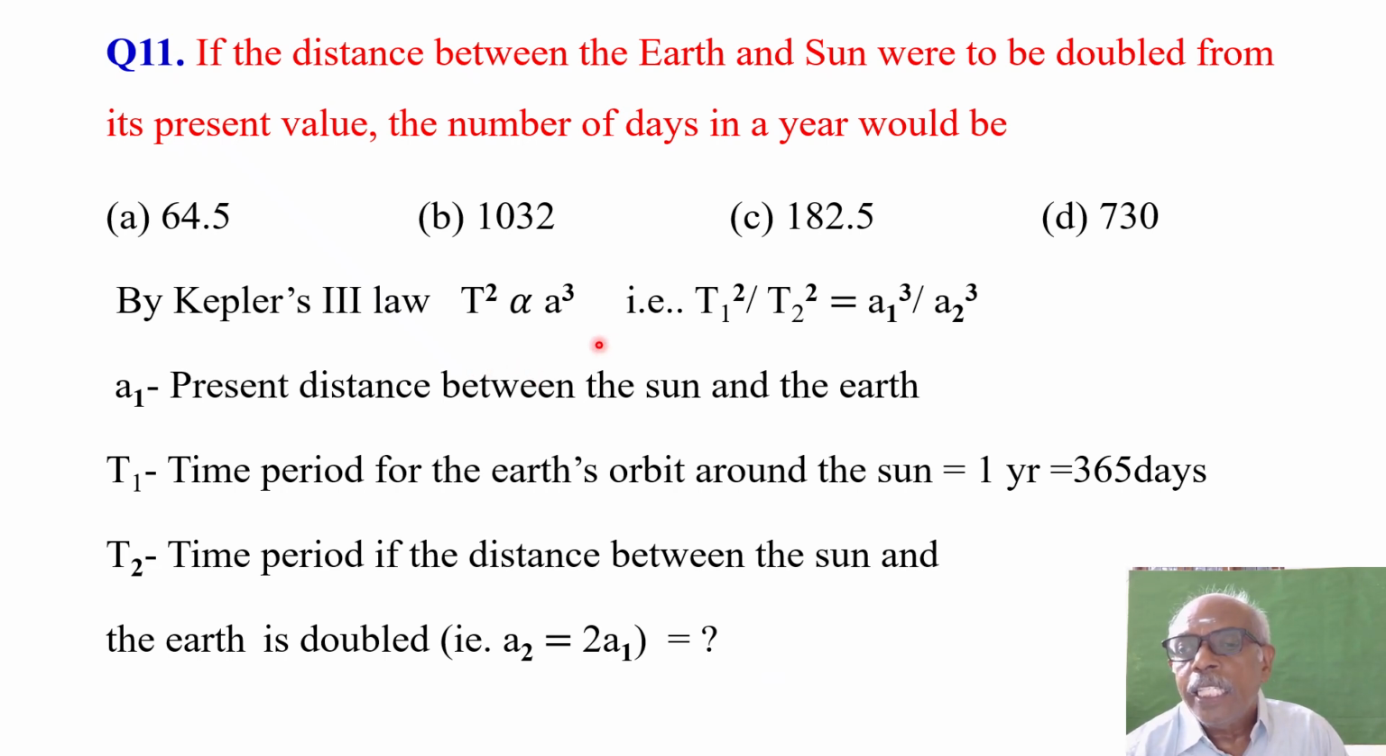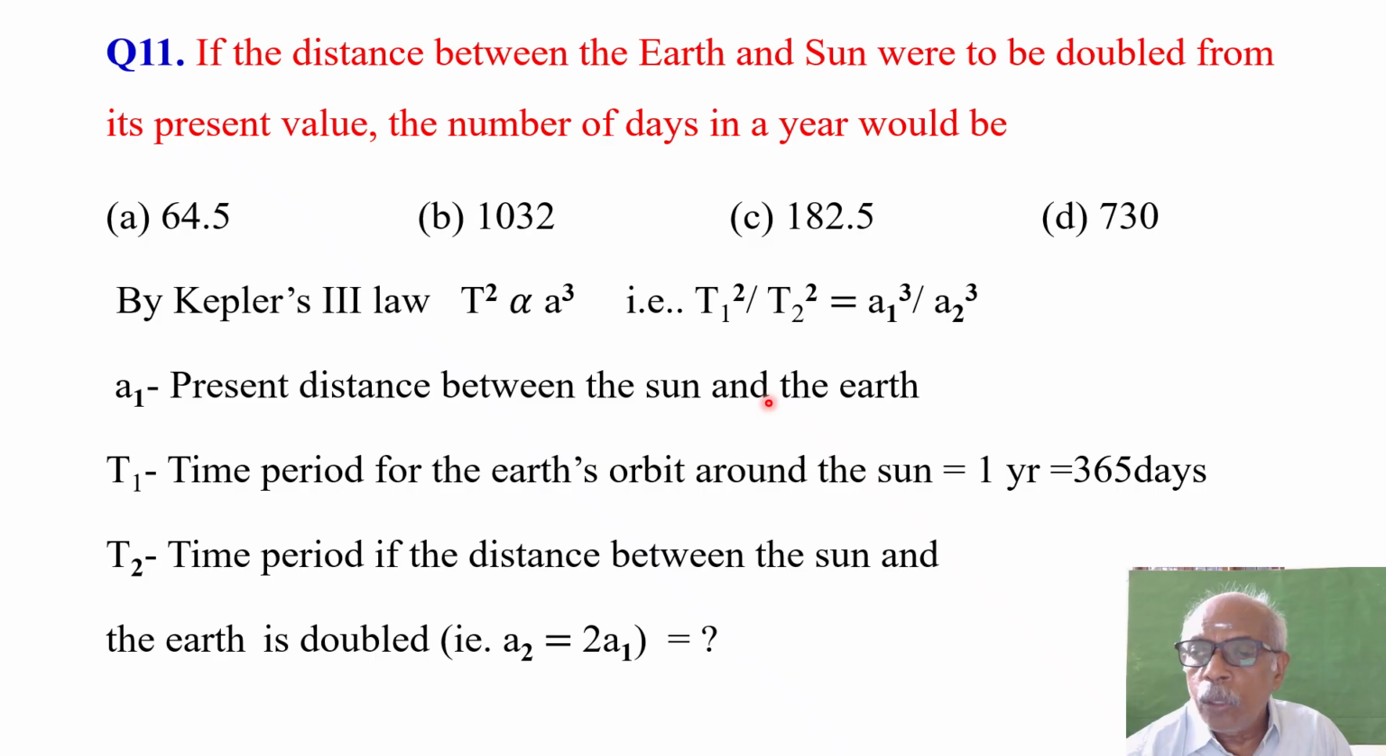What is T? Time period of revolution of the planet around the Sun. In our case, it is the Earth. What is A? Distance between the planet and the Sun. So now we have two cases. One is with the present values of T1 and A1. Another one is if the distance is doubled. If the distance is doubled, what will become T2?